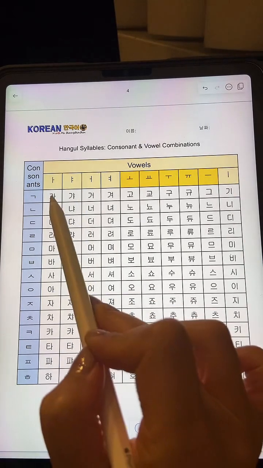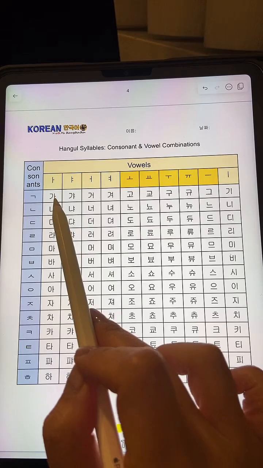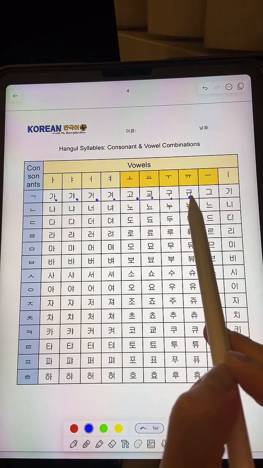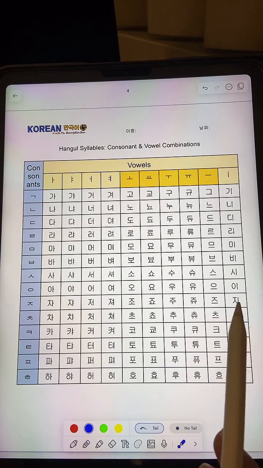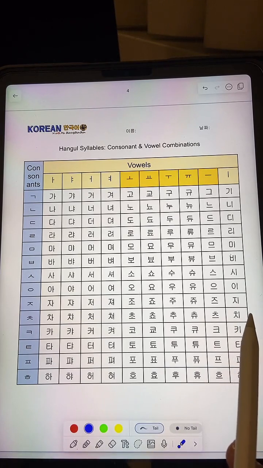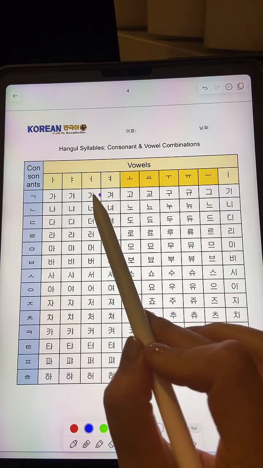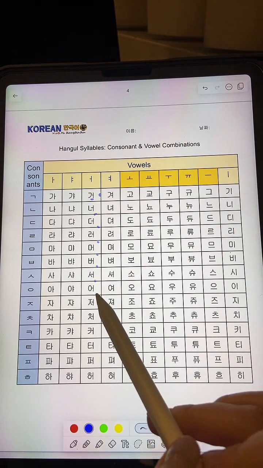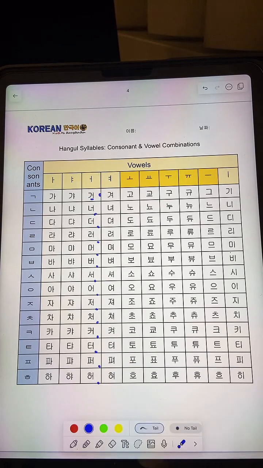Okay. This time, let's try going across. So we touch all the vowels. So we have ka, kya, ko, kyo, ko, kyo, ku, kyu, ku, ki. How was that? Vowels. Let's go through this vowel. So we're going to go down this way, okay? We have ko, no, to, ro, mo, po, so, o, jo, cho, ko, to, po, ho.